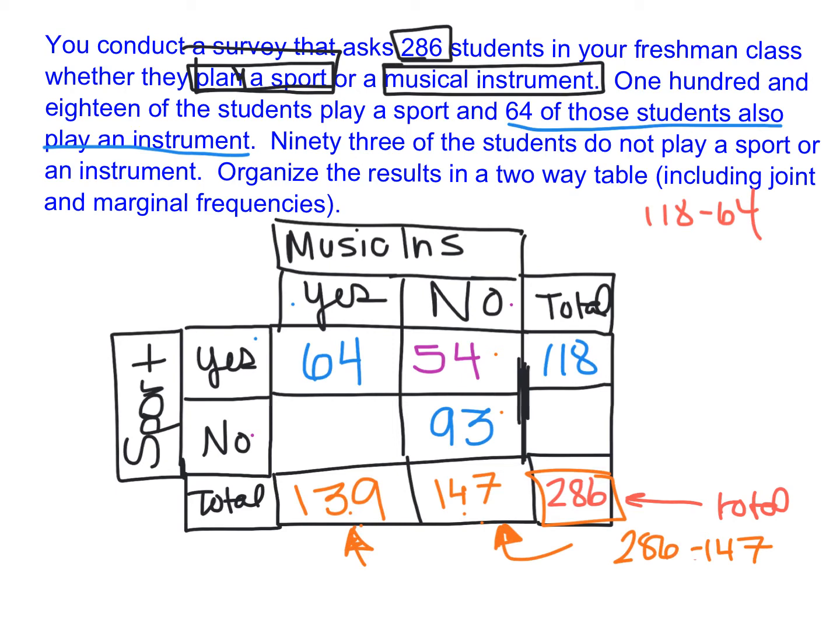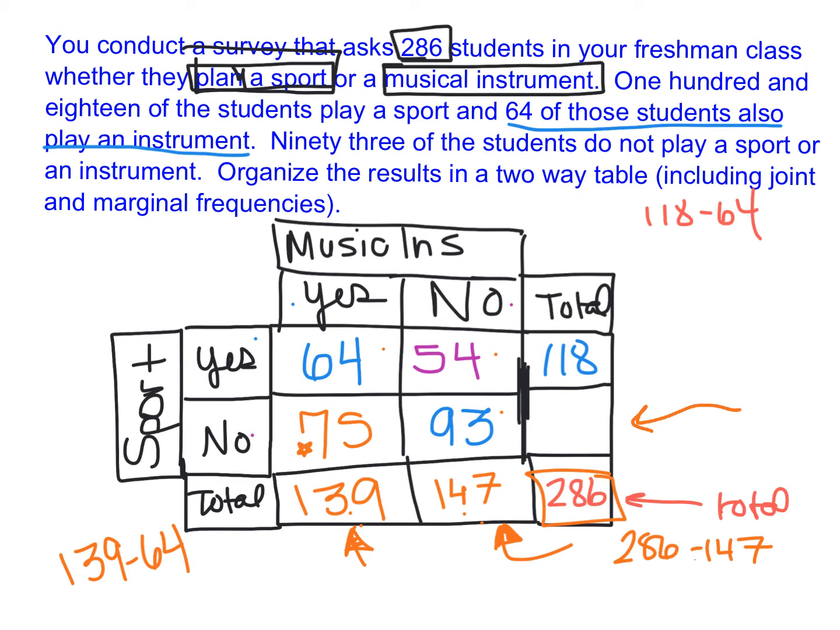Well, now because I know that, and because I know that 64 students are yes to sports and yes to instruments, I can now take 139 and subtract out the 64 and find that 75 students play a musical instrument but do not play a sport. Finally, the last piece I need to find is how many kids do not play a sport, but that's pretty simple because I already have that column or that row with all that information.